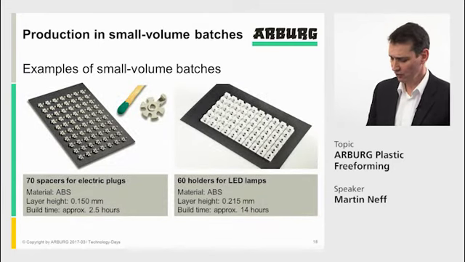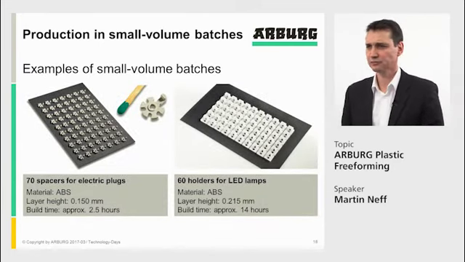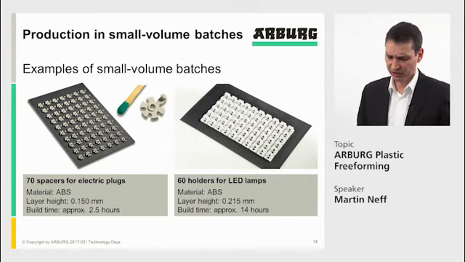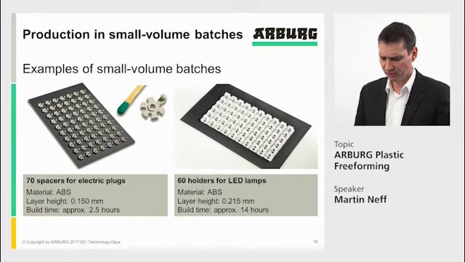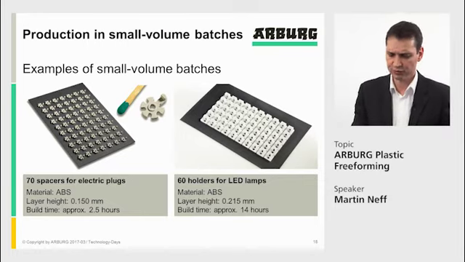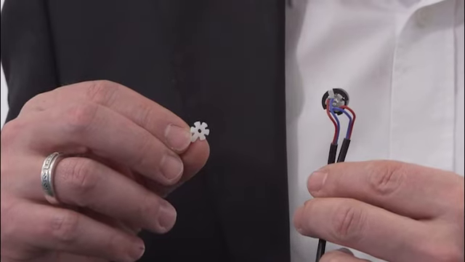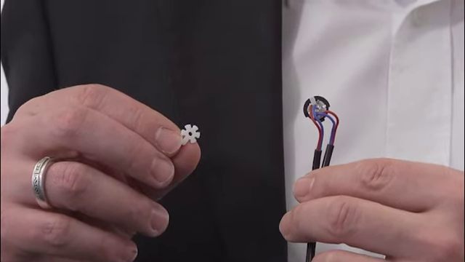Let's go a little bit further into another example. We always say small volume batches. We use the freeformer technology also for internal part production. We have here an application which we use internally, and what we needed in this connector is a small piece of distance holder. It's called a spacer actually.